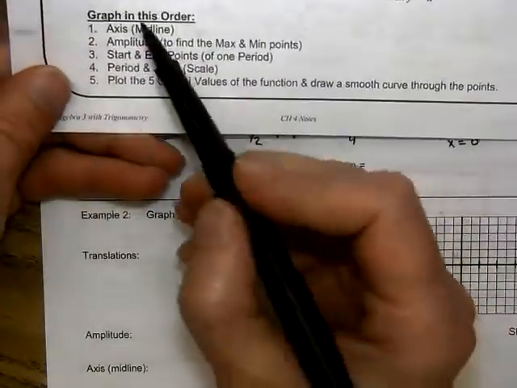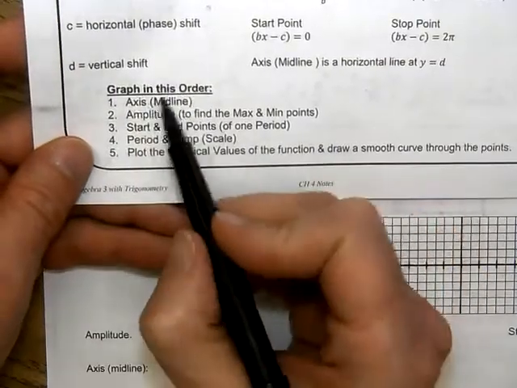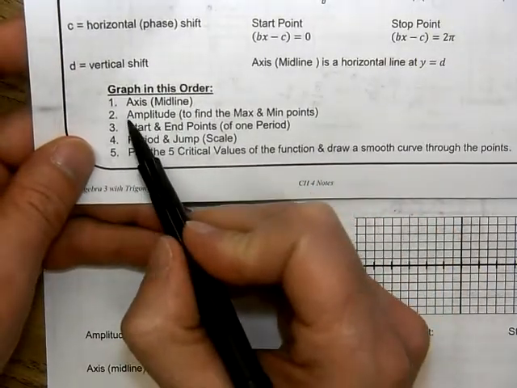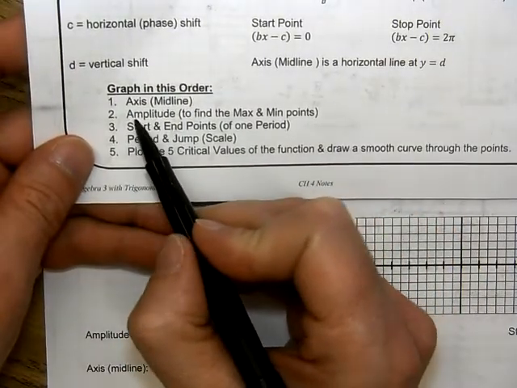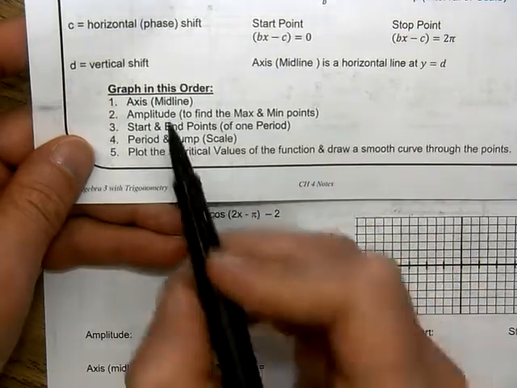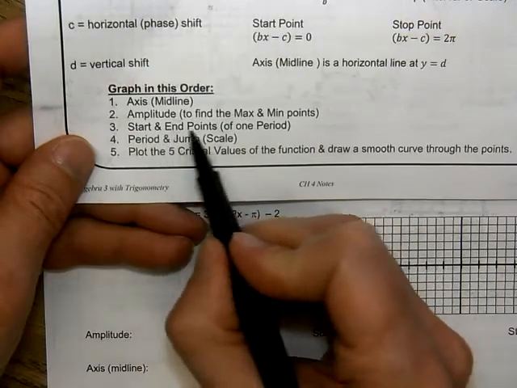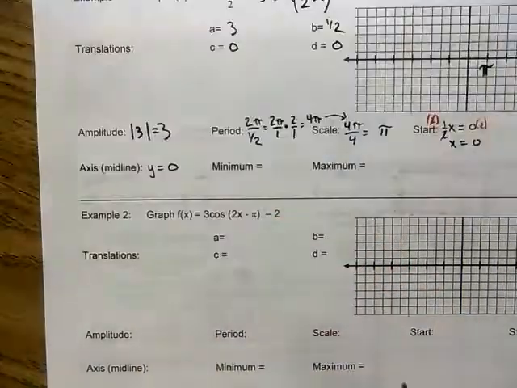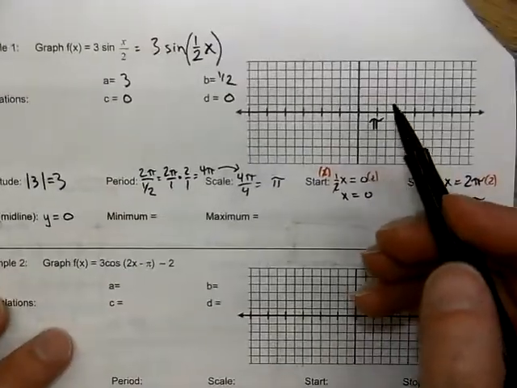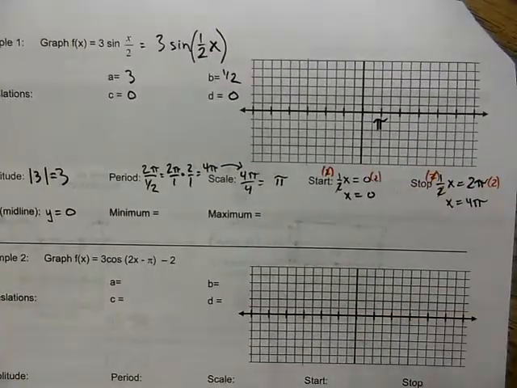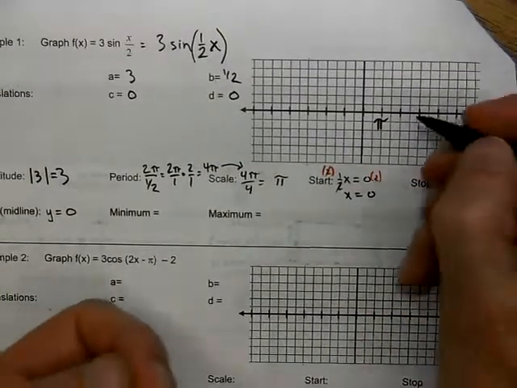So the sequence of steps is generally this. We're going to start off with drawing the axis, then the amplitude. So that'll establish the top and the bottom of our box. Then we'll do the start and the ending points. That'll be the left side and the right side. But it would be really helpful if we had a scale on our graph. So let's continue finishing up labeling our scale.